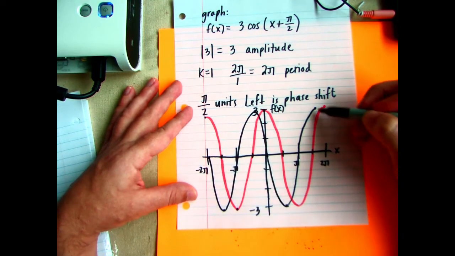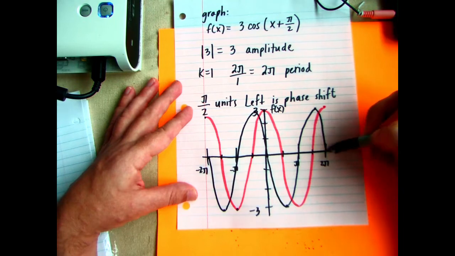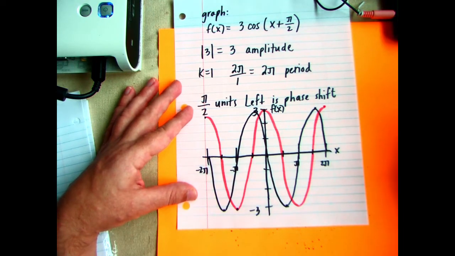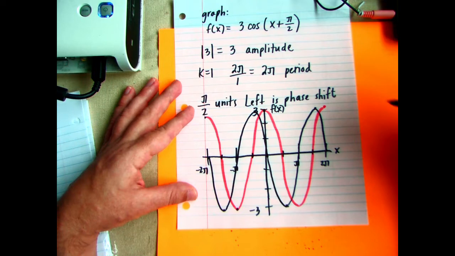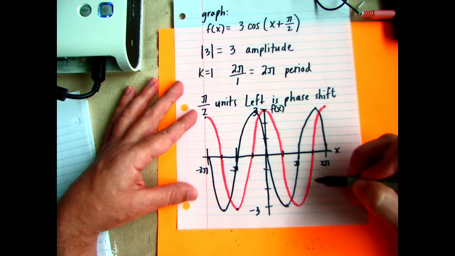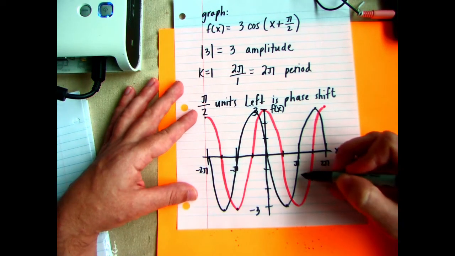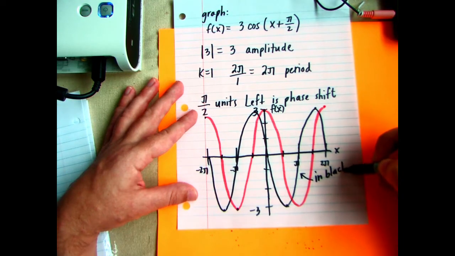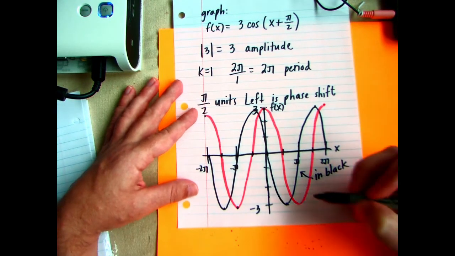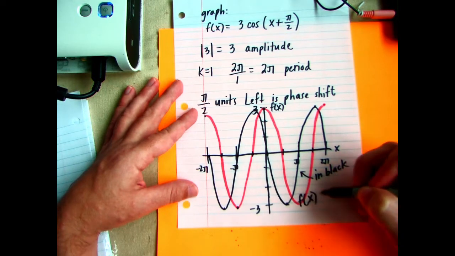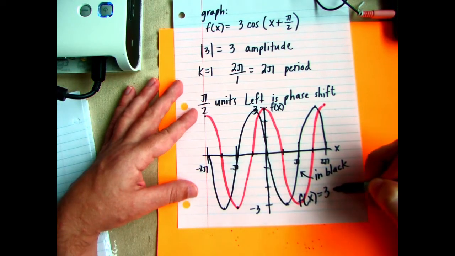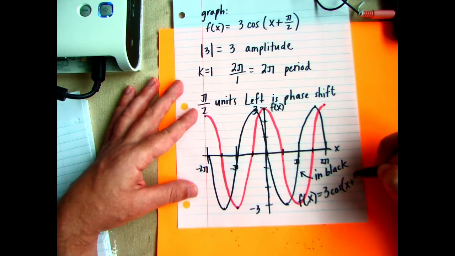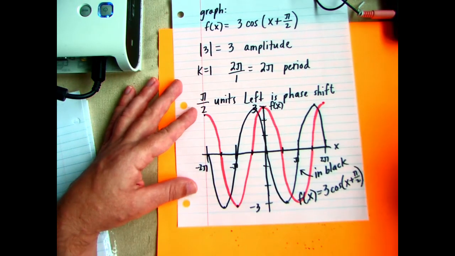So this graph that I've drawn in black has the amplitude of 3, it has the period of 2 pi, and it has the phase shift of pi/2 units to the left. So in black here, this is my final graph. f(x) = 3 cosine(x + pi/2).